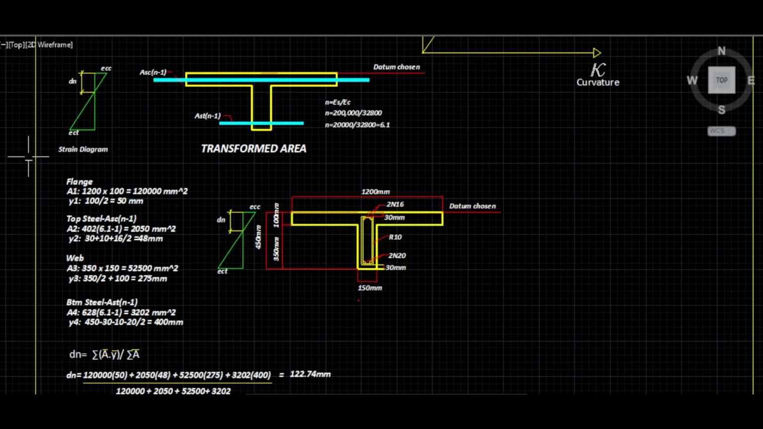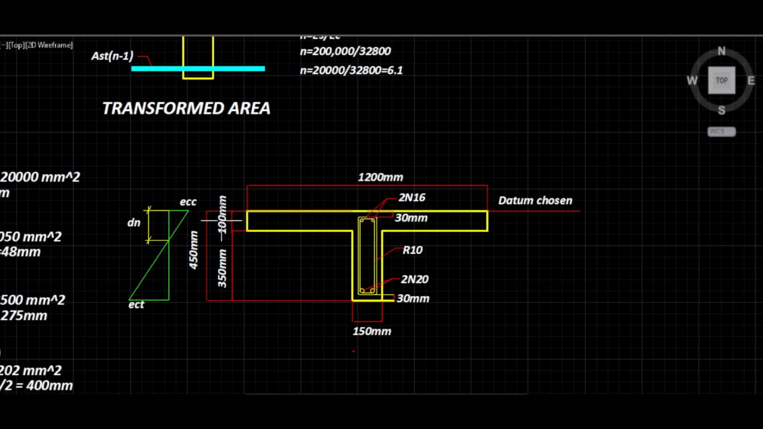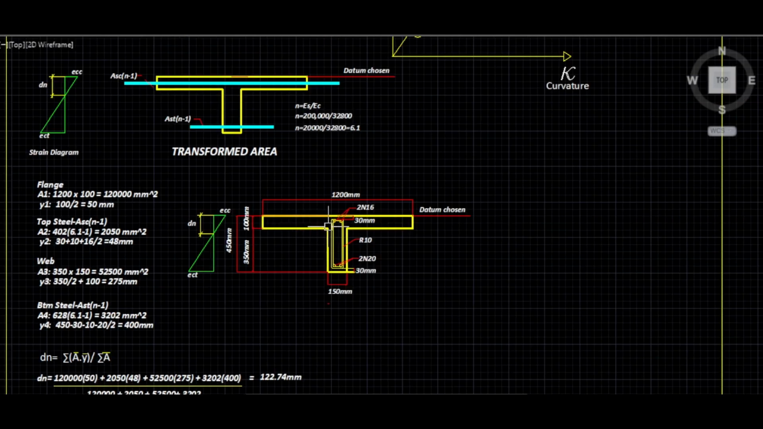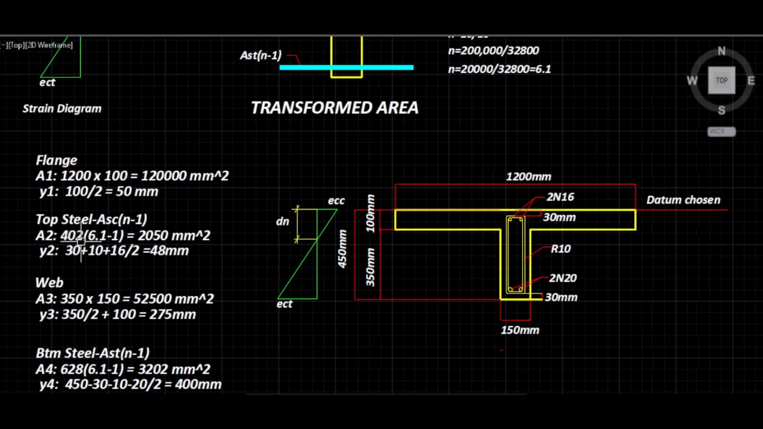So the A1 is 1200 by 100. And Y1 is basically the distance between the centroid of the section to the datum that we choose. So for the flange, for example, the centroid of the flange is here somewhere, which is half the flange thickness. So that will be 50 millimeters. Okay, and this is symmetrical, by the way, so we don't have to worry about the X bar. We are only calculating Y bar.